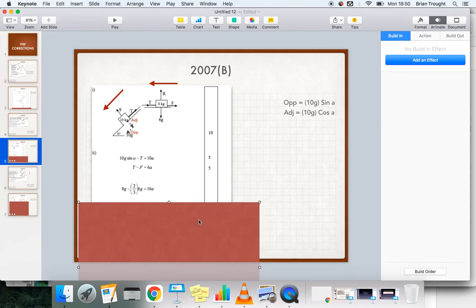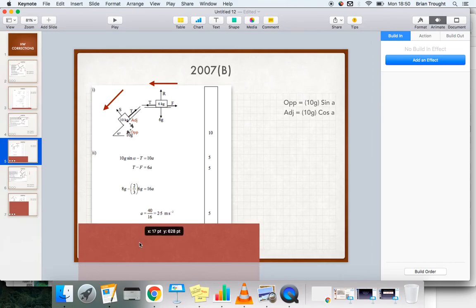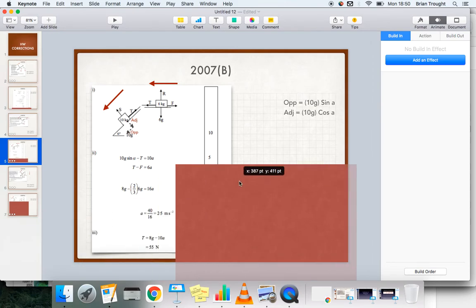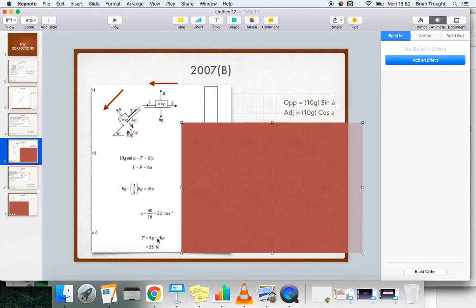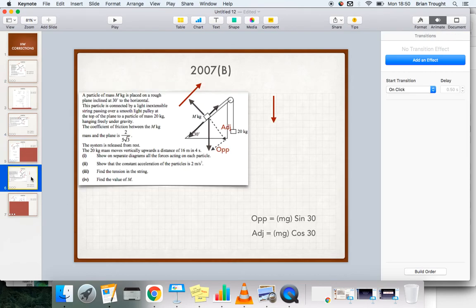So then when you look at the forces, you add the two of them together, the T's cancel. You get a value for the acceleration of 2.5 meters per second squared. All right, and then the last part is to calculate the tension, and you put the acceleration into the top equation and work it out. And it works out as 55 newtons. Okay, last question for homework.